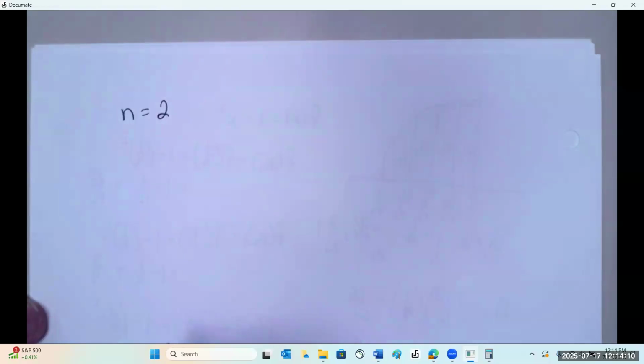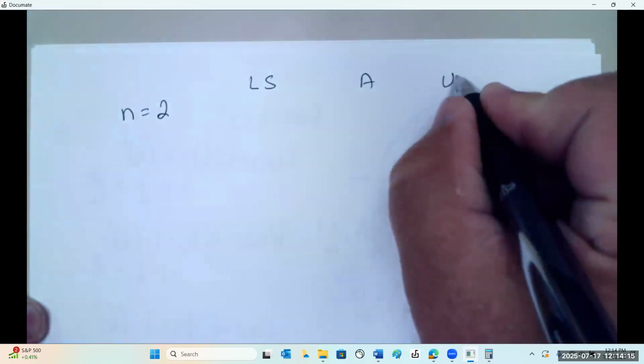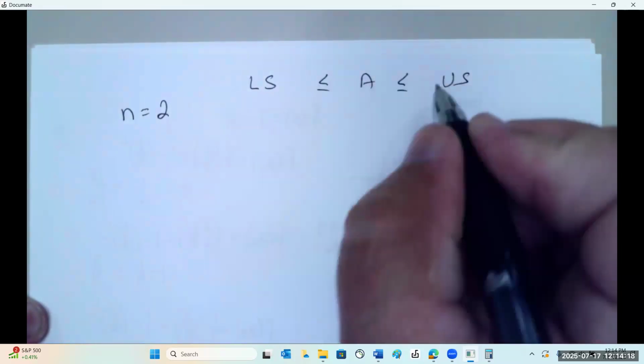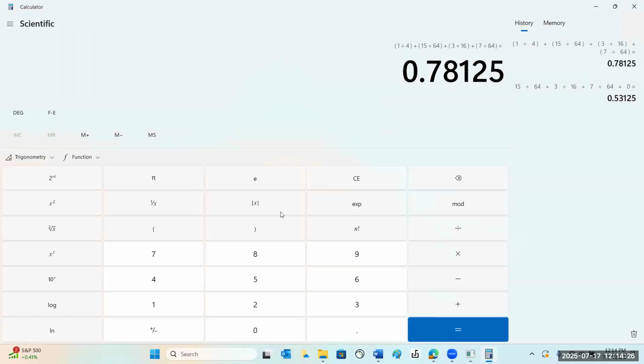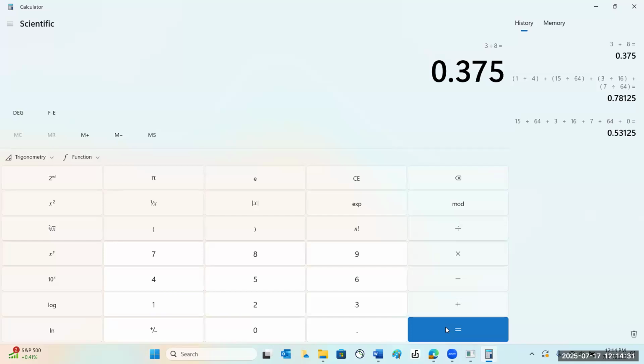So when we cut it in two pieces, the lower sum, the area, and upper sum. The lower sum in the first one was 3/8 and 7/8. So 3 divided by 8 is 0.375. And 7/8 is 0.875.